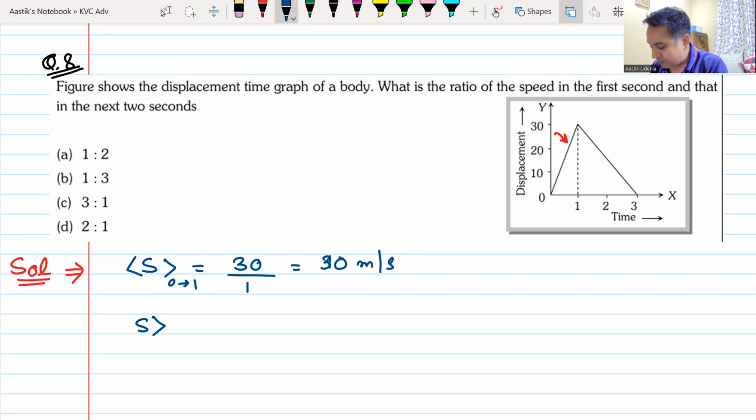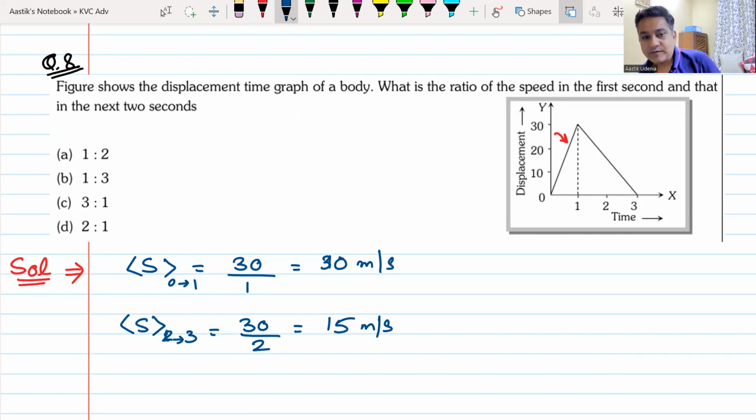If I find out the average speed from 1 to 3 seconds, the perpendicular is 30 divided by time is 2. So I'll get 15 meters per second. If they would have said average velocity, then this would have been negative because the slope is negative, but speed is never negative. You can find out the ratio and the ratio will be 2:1. Do we understand this? Yes or no?